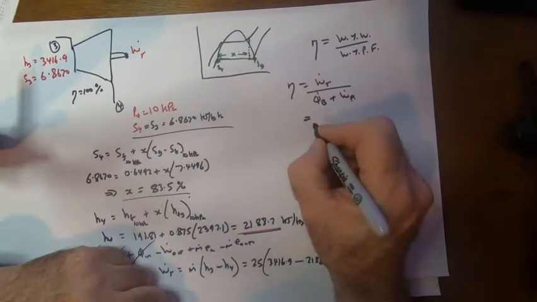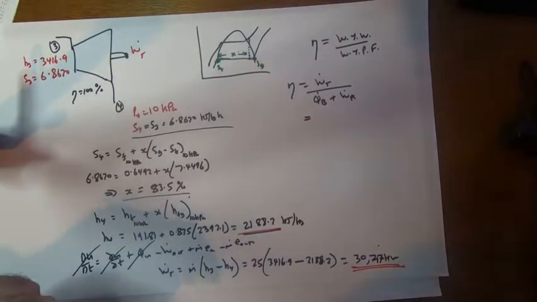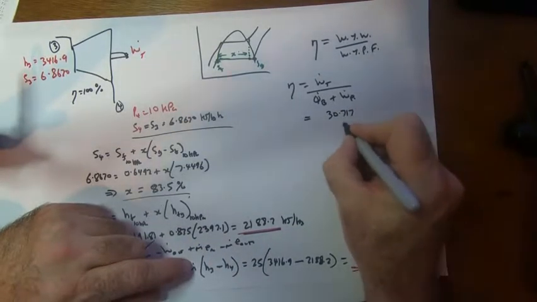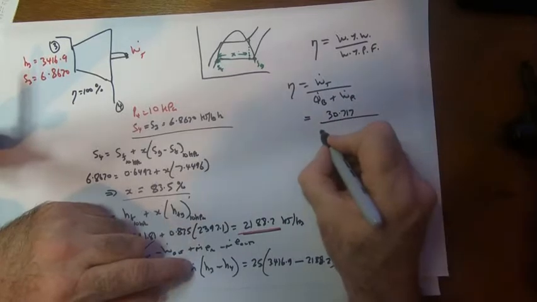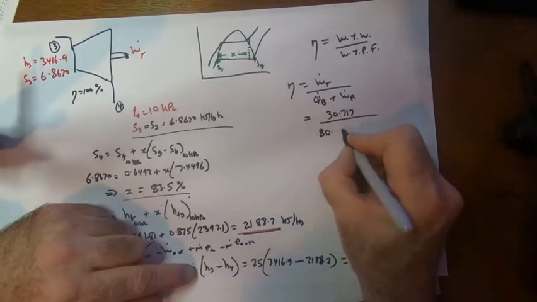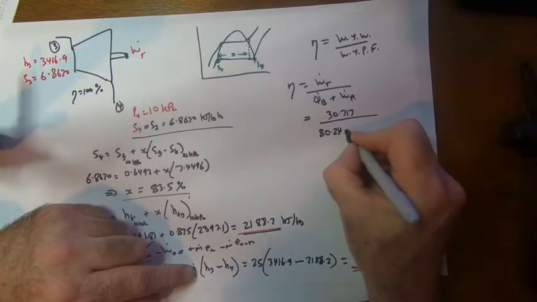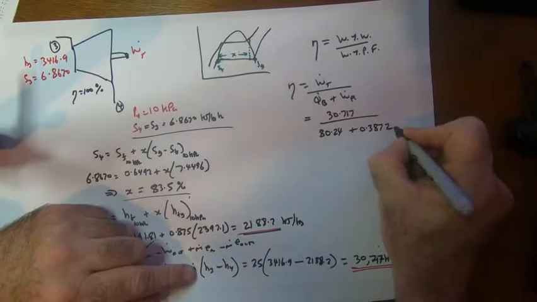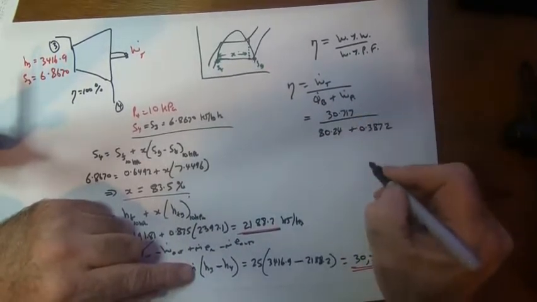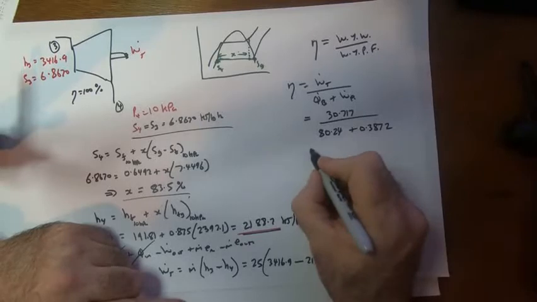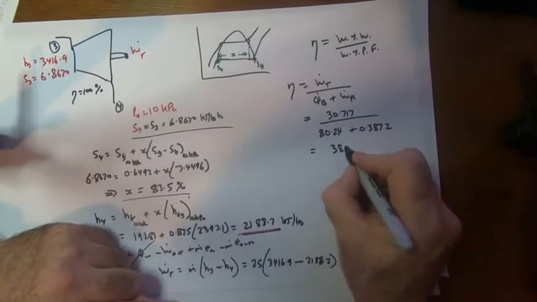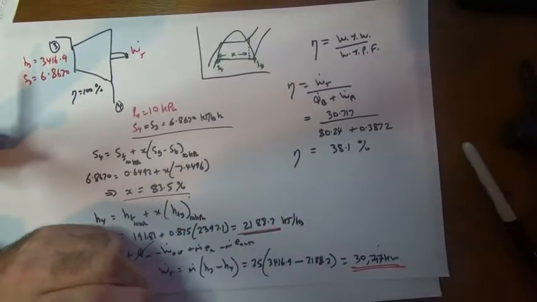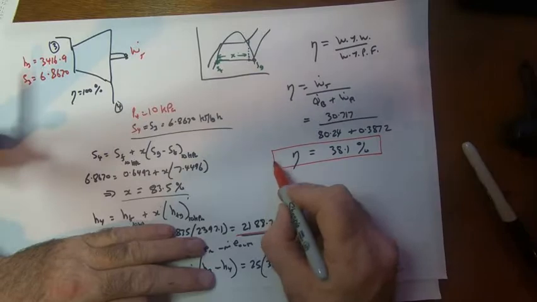So if I put these values down, what have we got? We have the 30.717 megawatts coming out of the turbine, and we're paying for the 80.240 megawatts going into the boiler, plus the 0.3872 megawatts that would go into the pump. So I've just done it in megawatts rather than kilowatts. Doesn't matter. And that comes out to be 38.1% as the efficiency of this plant. Okay, so that's the last bit of the equation.